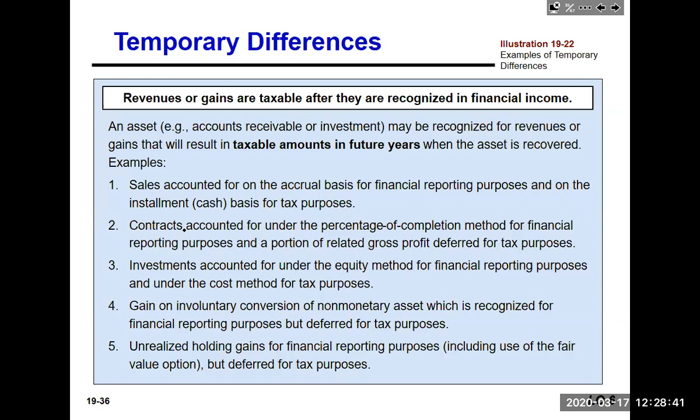One is the same way. Sales accounted for on an accrual basis and on an installment cash basis, right? Installment cash basis or completed contract, both those are pushing, like the football stadium I was talking about, pushing that to the end for tax purposes. Yes, deferred tax liability. Taxable amount in future years, these are deferred tax liabilities, right? DTL. I'm not going to ask you to list anything like that on the exam. They're just giving you examples.